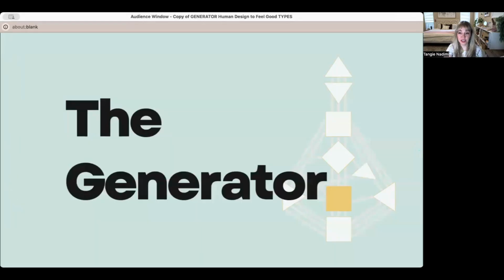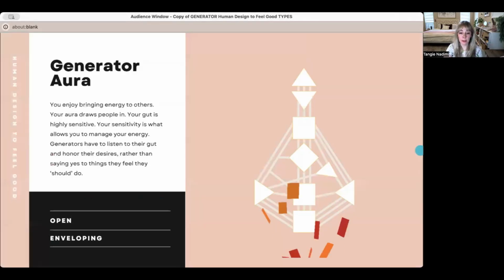So let's dive into the generator type. And the next lesson after this one will be manifesting generator. So you'll be able to see those nuanced differences between these 2 types.